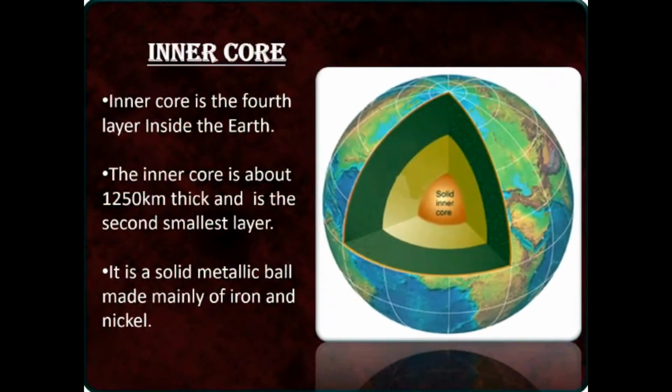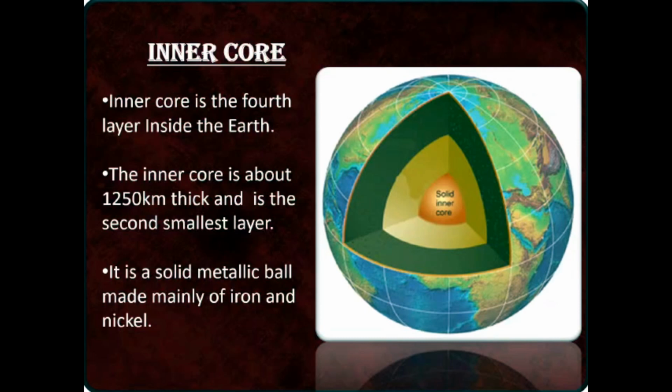Now let us see what is the inner core, students. Inner core is the fourth layer, as you can see in the picture, inside the earth. Inner core extends from around 5,150 kilometers to the depth of around 6,371 kilometers. It is the core of the earth which is in a solid state.